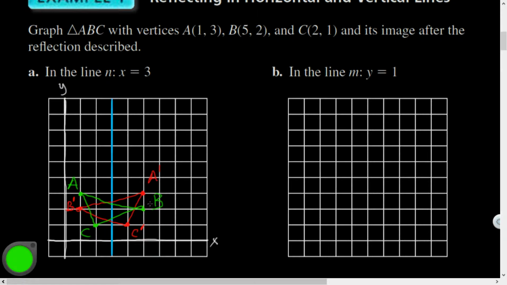Let's do the same thing, except over the line y equals 1.